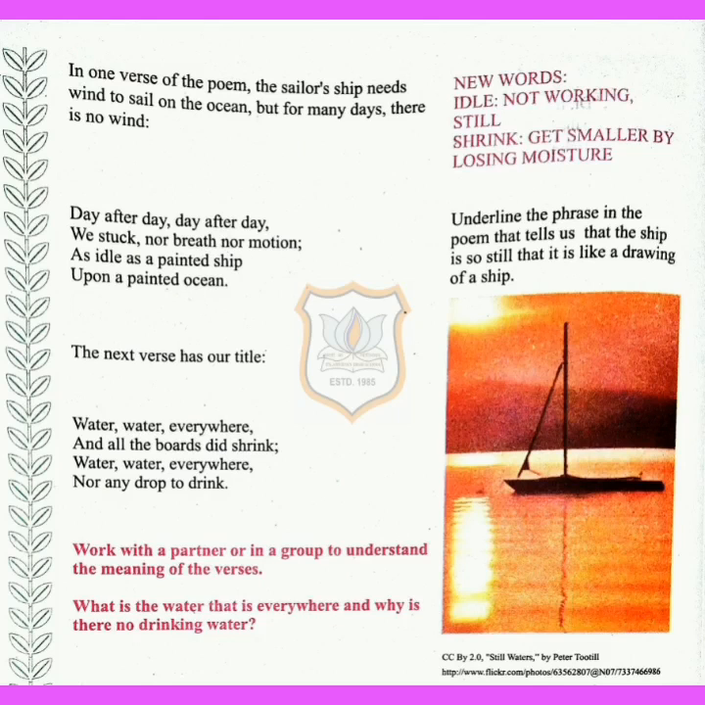Next is to work with a partner or in a group to understand the meaning of verses. What is the water that is everywhere and why is there no drinking water? The answer is the sailors were punished for the ancient mariner's mistake with deprivation made worse by the fact that they needed water so badly. It was all around them but it was entirely undrinkable. So this is the answer for this question.